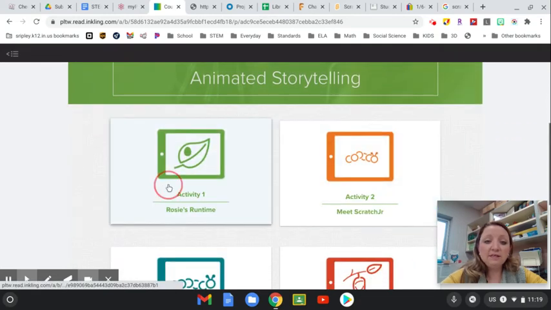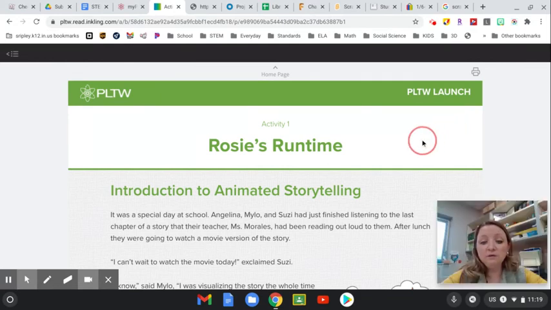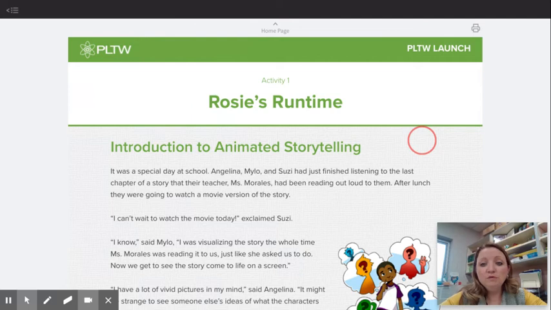If we go to our activity 1 first, we're going to have a story that we're going to read. And then we're going to talk about a few things afterwards. Remember, we have 3 friends in our story. We have Milo, we have Angelina, and we have Susie. So we're going to talk about them today too.